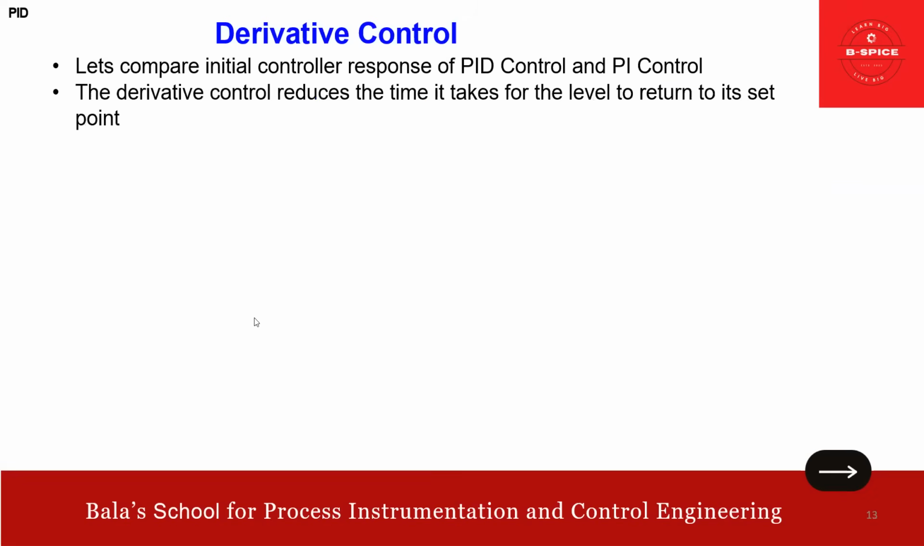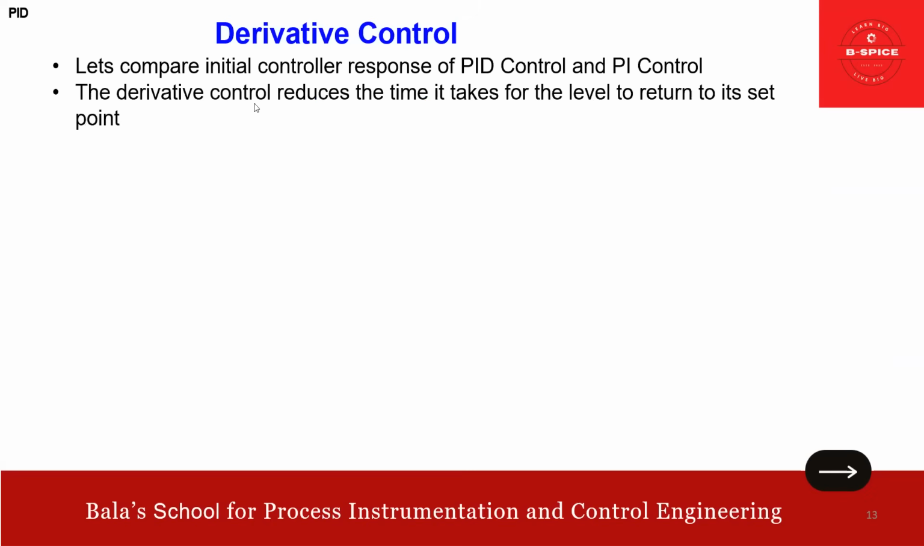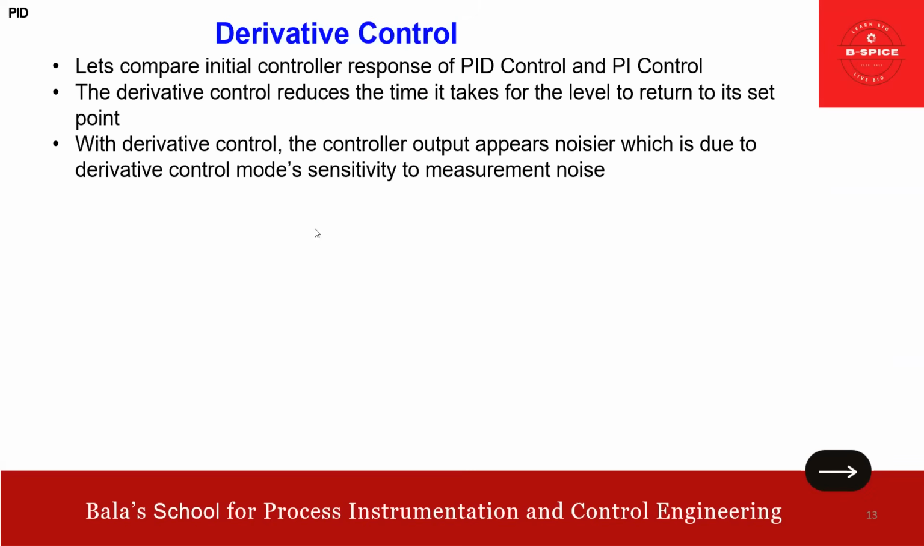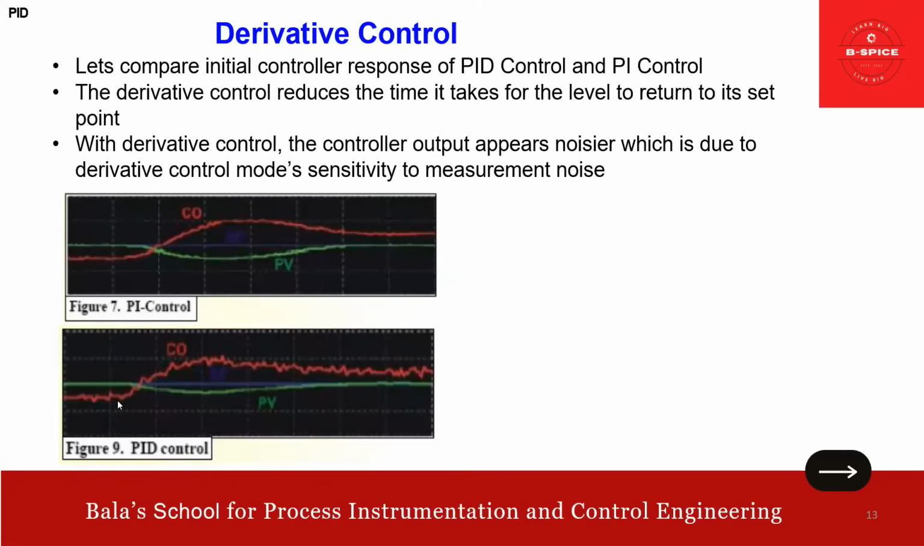I'll explain here. Now let's compare the initial controller response of PID and PI. The derivative control reduces the time it takes for the level to return to its set point. With derivative control, the challenge is the controller output appears noisier, which is due to the derivative control's sensitivity to the measurement noise. You can see here, this is your PI controller, and this is the PID. There's a lot of noise, right? That is the point here. Okay, friends? You got it, right?